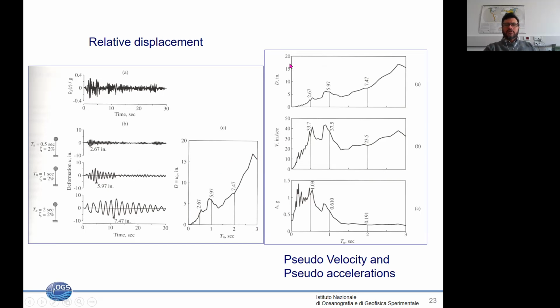If we calculate also the pseudo velocities and the pseudo acceleration, we see that the velocity is dominated by intermediate periods and the acceleration is dominated by short periods, so high frequency, exactly what we were seeing in the data before. Okay?